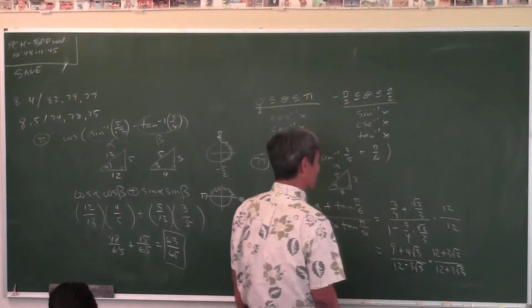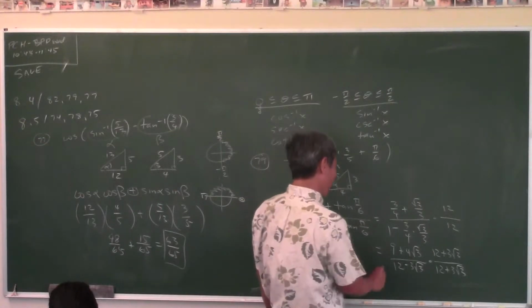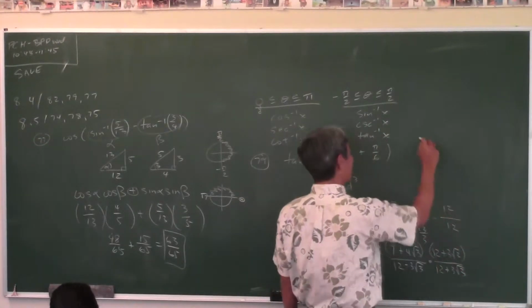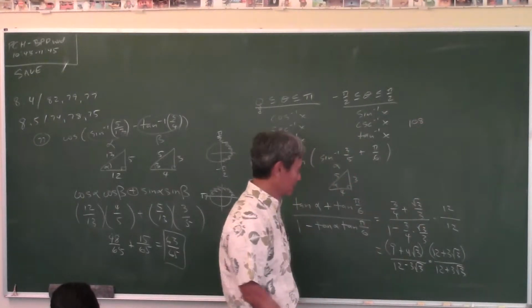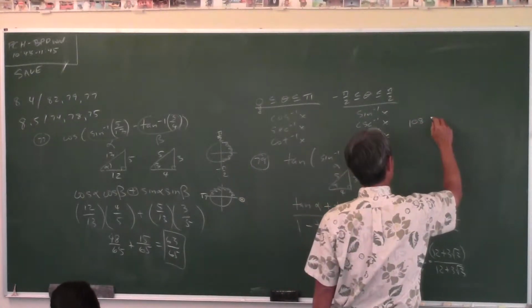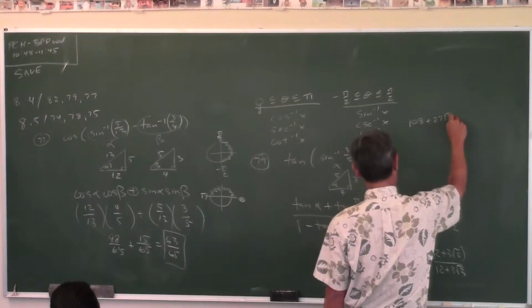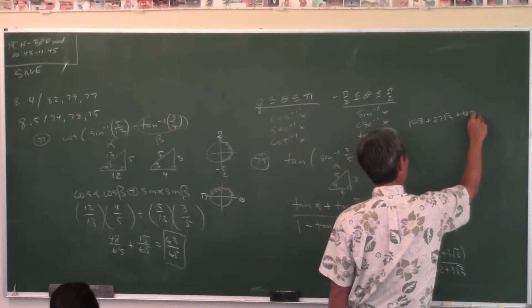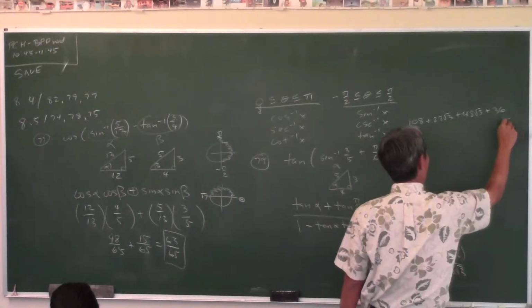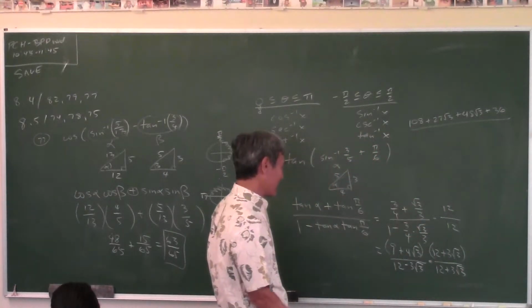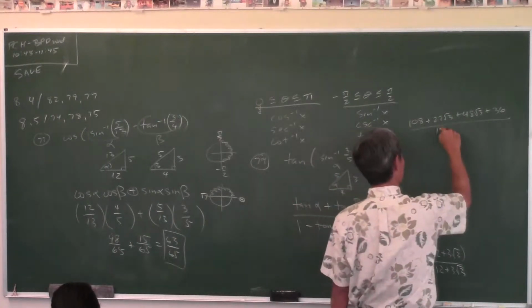Okay, so let's do that just for funsies. So foiling the top, what happens if you foil the top? You get 108. Outside plus 27 root 3. Inside plus 48 root 3. Plus last, that's 12 times 3, 36. All over, multiply out the denominator, that's 144 minus 27.